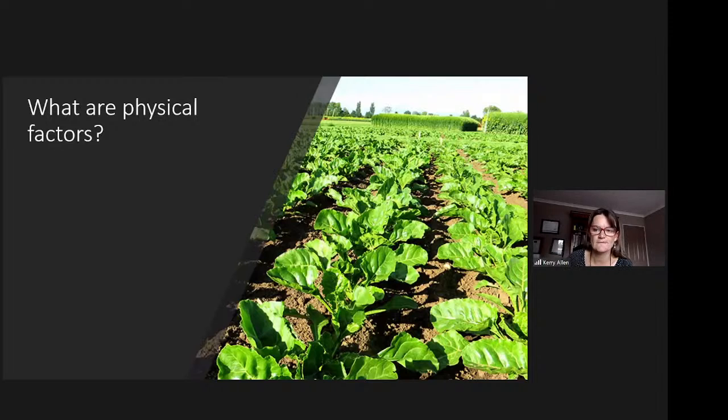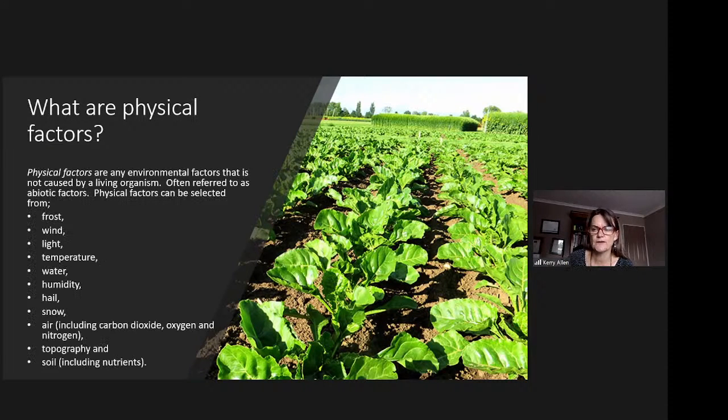Okay, so what are physical factors? This is the guts of the whole standard. Physical factors are basically those environmental factors that are not caused by a living organism. So if you've done biology, this is often called abiotic factors.